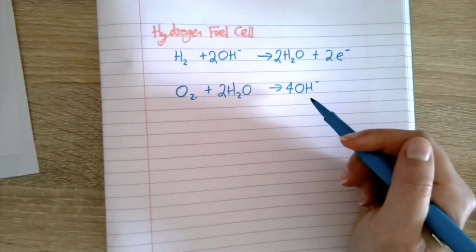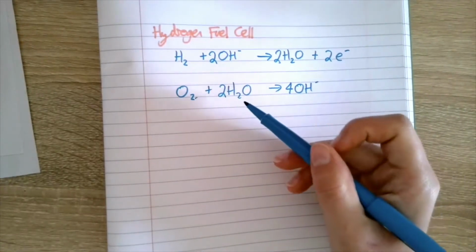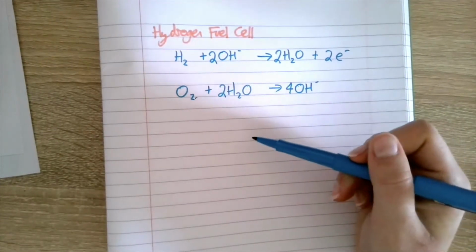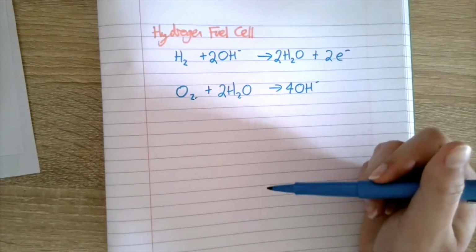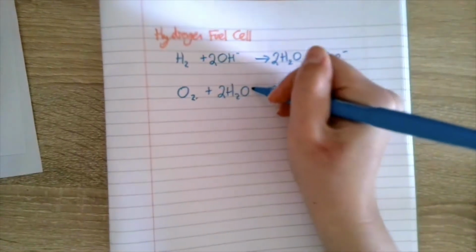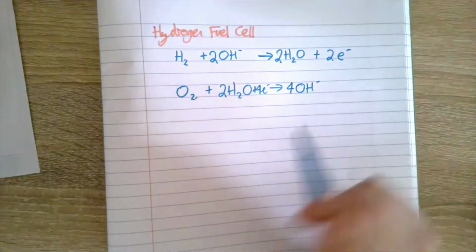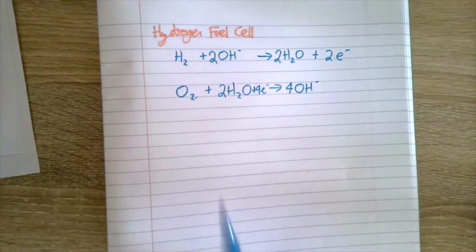Charge on this side is -4, but on this side it's 0, so I'm going to need to add some electrons on my left hand side in order to make the charges the same on each side. And so I'm going to need 4 electrons in order for it to be a -4 charge on both sides.